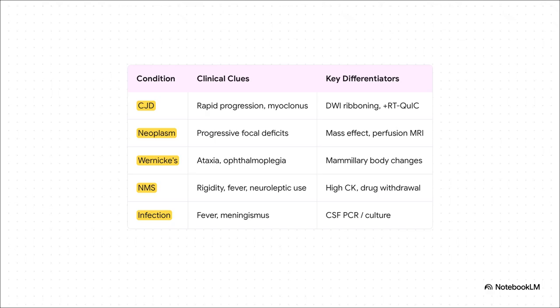So let's recap the mimics. First, remember the most common misdiagnoses are actually functional disorders, neurodegeneration, and psychiatric illness. Second, know your key imaging clues: cortical ribboning on DWI for CJD and mammillary body changes for Wernicke's. And finally, never fall into the NMS trap. If a patient on a neuroleptic gets a fever and becomes rigid, a sky-high CK points to NMS. The treatment is to stop the drug, not to give steroids.